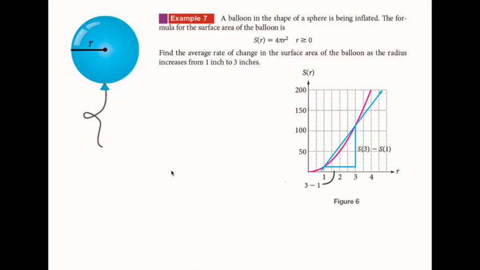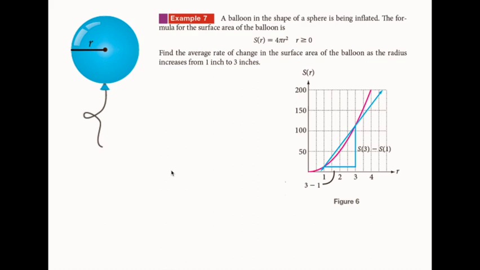In this example, we're going to talk about an application where a balloon that's being inflated, the surface area is changing with respect to the radius of that sphere. A balloon in the shape of a sphere is being inflated. The formula for the surface of the balloon is S of r equals 4 pi r squared, and r is greater than or equal to 0. Because r is the radius, it doesn't make sense to talk about a negative radius.